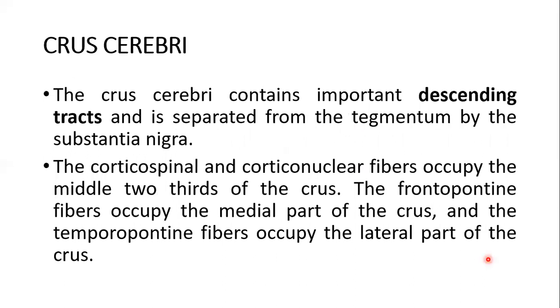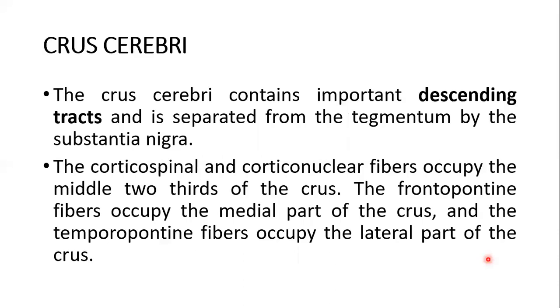The crura, I already told you, are where motor tracts are present, and they are the descending tracts. So they are separated from the tegmentum by the substantia nigra. So that is the point. So that finishes the cross section at the level of the inferior colliculus. And then we move to the transverse section of the midbrain at the level of the superior colliculi.